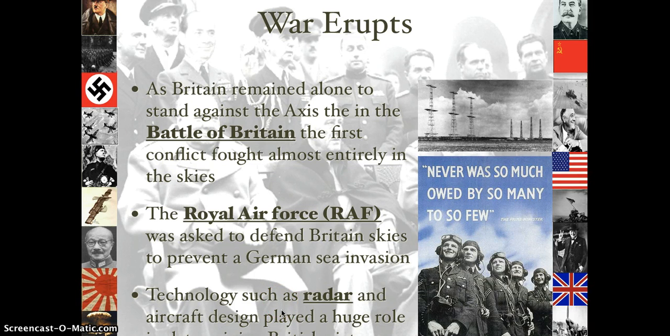Essentially they could detect when German aircraft were coming, and they had superior designs. The Spitfire and the Hurricane help the British in gaining victory over the Germans. And so for the first time, the Germans are repulsed. They lose, but certainly the British are not in a position, at least not yet, to adequately defeat the Axis powers.